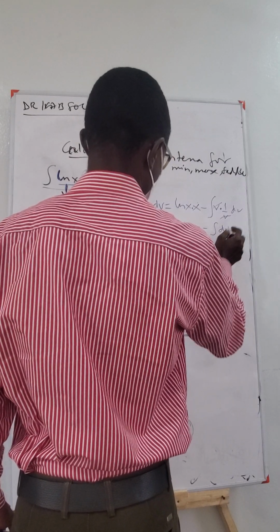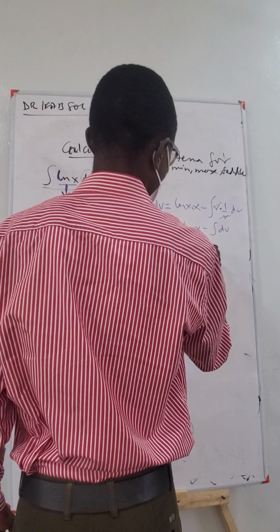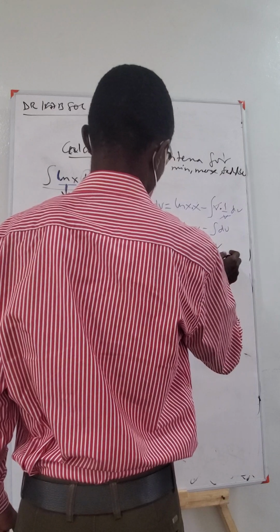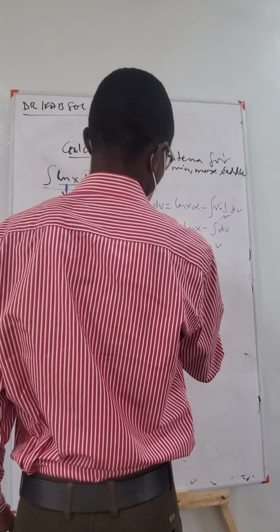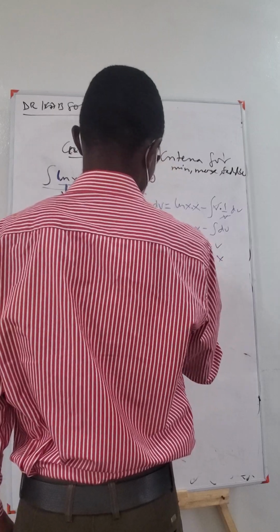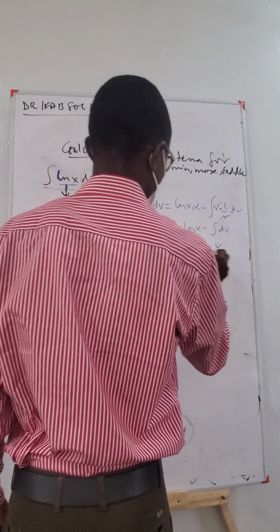If we are integrating a constant, then we're going to get what? V. So x ln x minus what? V. And v, we have said v is equal to x, so we get x ln x minus x as the answer for what we integrated.